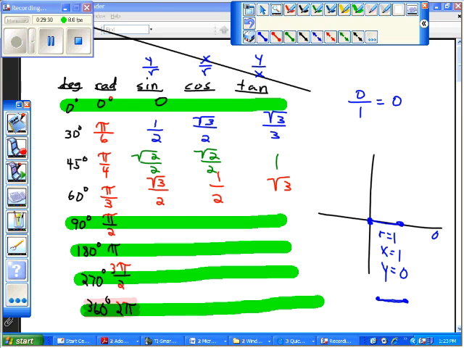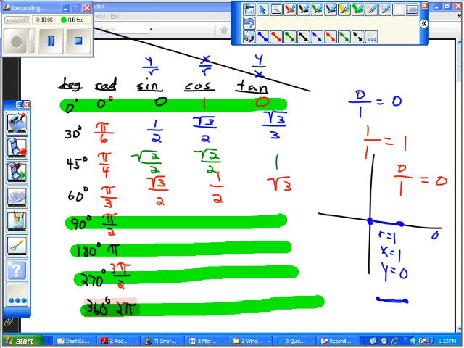Okay with that? Let's talk about the cosine of 0. The cosine of 0 is X over R. What's the X? 1. What's the R? 1. 1 over 1 is 1. And so cosine of 0 degrees is 1. We're using our X, Y, and R. The tangent. Tangent is Y over X. Y is 0. X is 1. 0 divided by 1 is 0. So the tangent of 0 is 0.